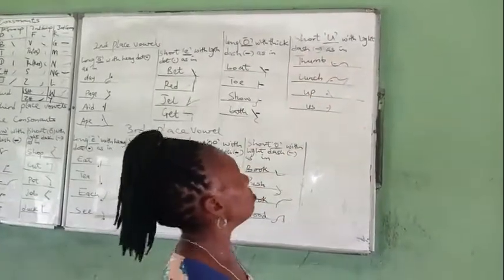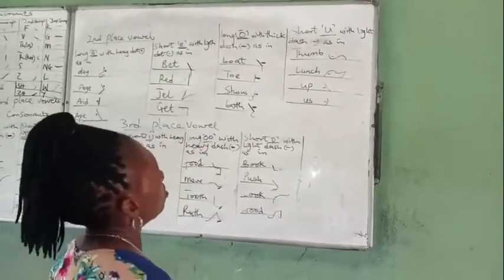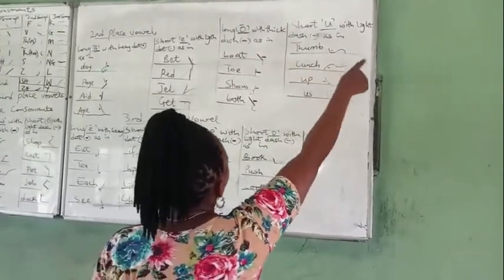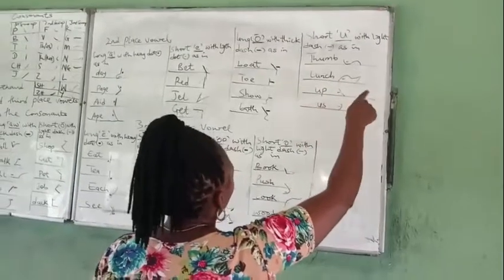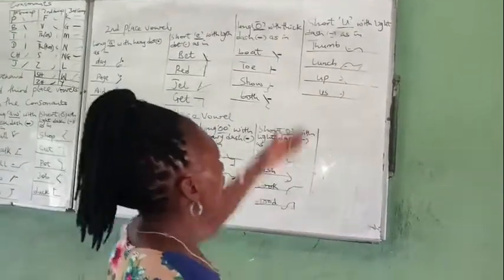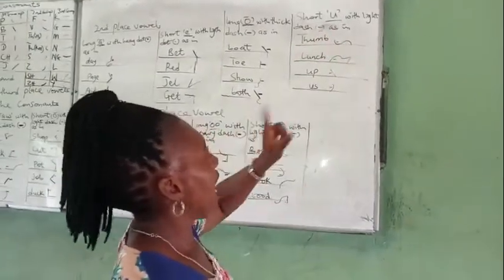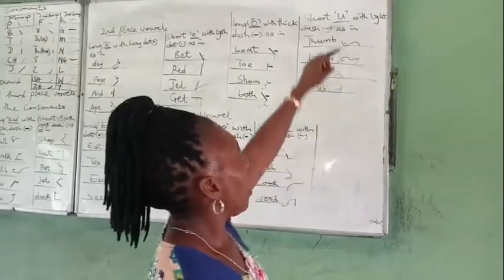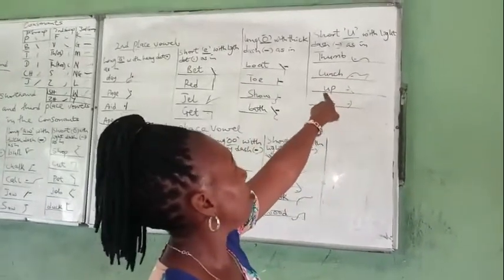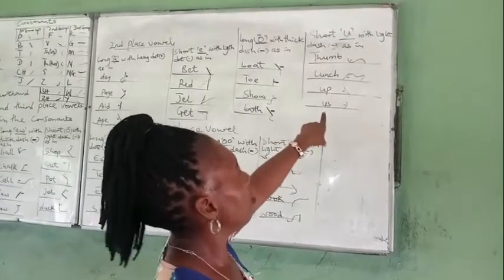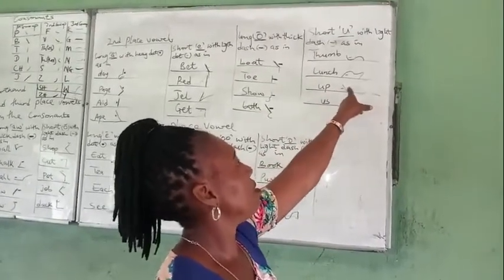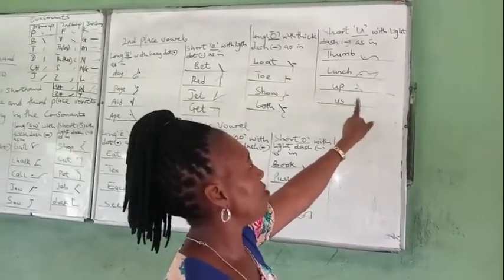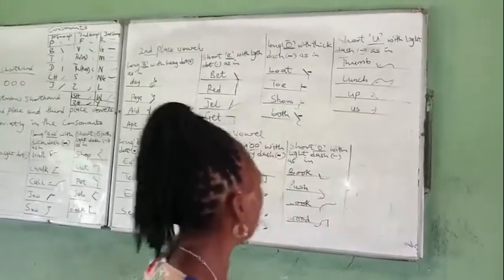Then for short O, which uses a light dash, as in turn, launch, up, off. They all touch the line, and the vocalization is in the middle. Then watch here. That O comes before P. That is why I vocalize before the P. This one, the sound comes before S. I vocalize before S.